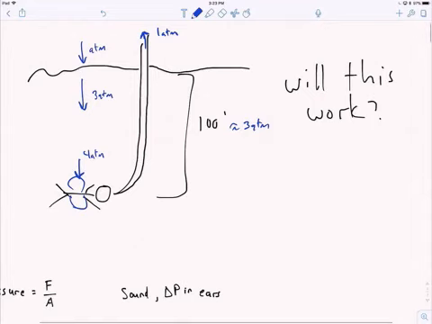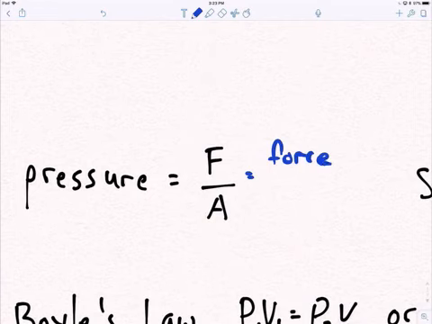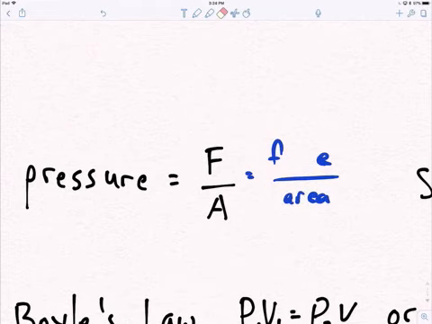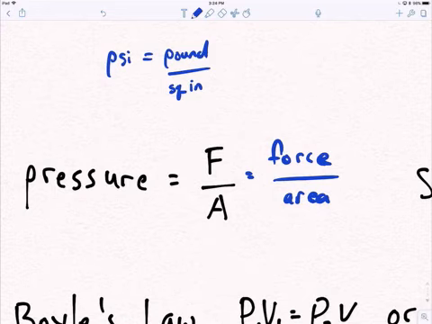And so what is pressure? The definition of pressure is force divided by area. I should write this out. Force divided by area. So a force like a PSI, this is a pound per square inch. So a pound is a force.